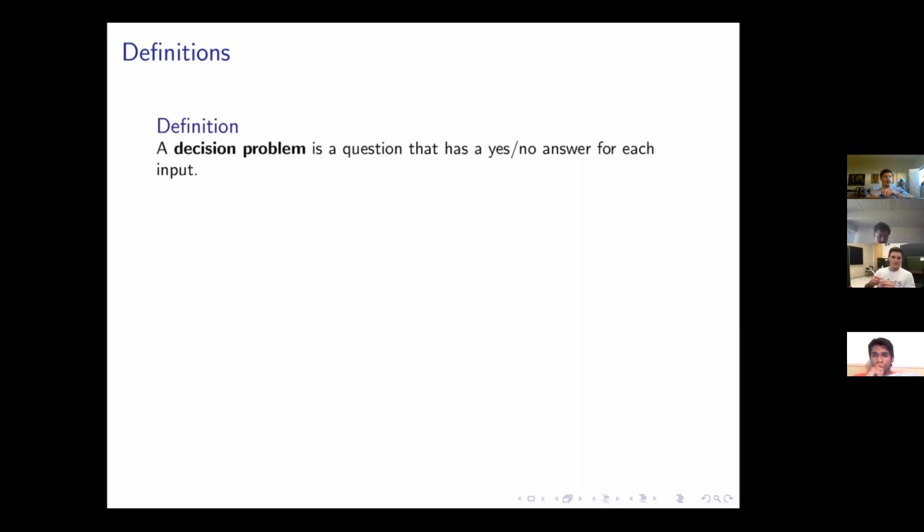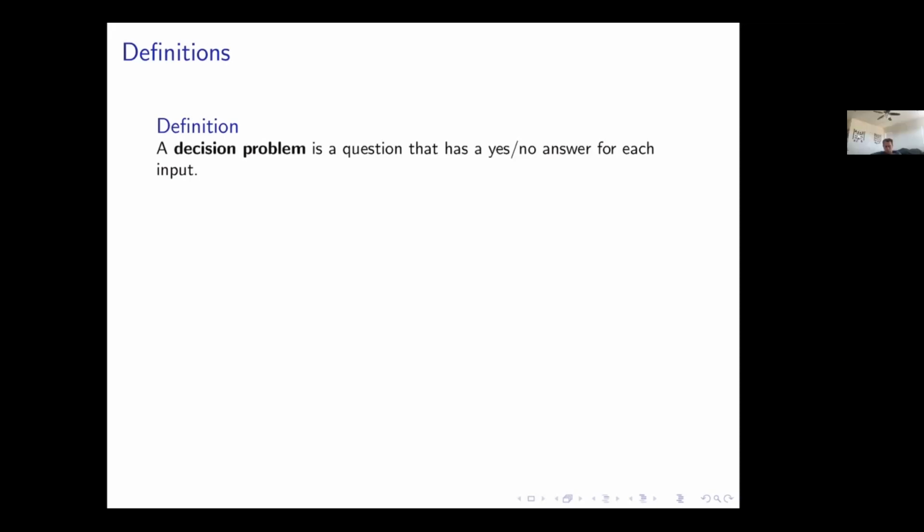So the decision problem version of this is going to be something along the lines of, given some graph and some number, is there a path that hits all the nodes and whose weight is at most that number? And now that does have a yes or no answer. And so it is a decision problem.